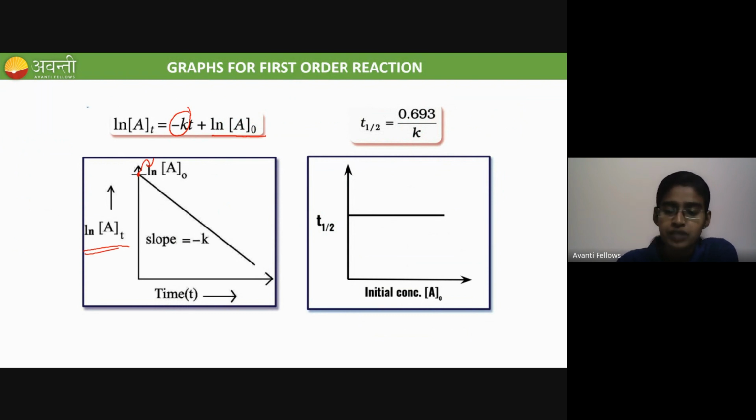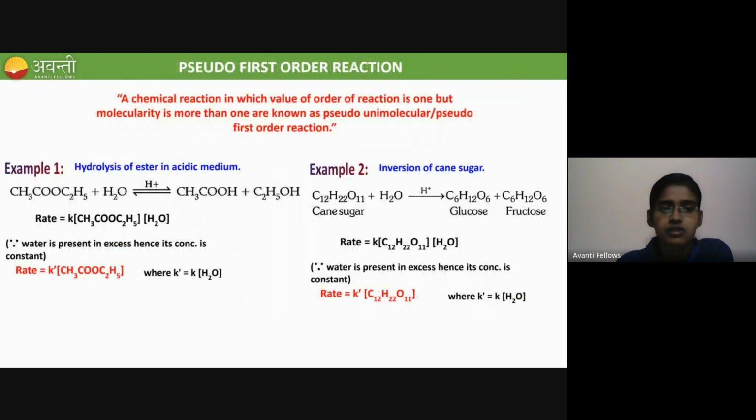Now let's go to the pseudo first order reaction. What is pseudo first order? Pseudo means false. It is not truly a first order reaction, but it behaves like one. A chemical reaction in which the order of reaction is 1, but molecularity is more than 1, is known as a pseudo first order reaction or pseudo unimolecular first order reaction. Examples are hydrolysis of ester in acidic medium and inversion of cane sugar.